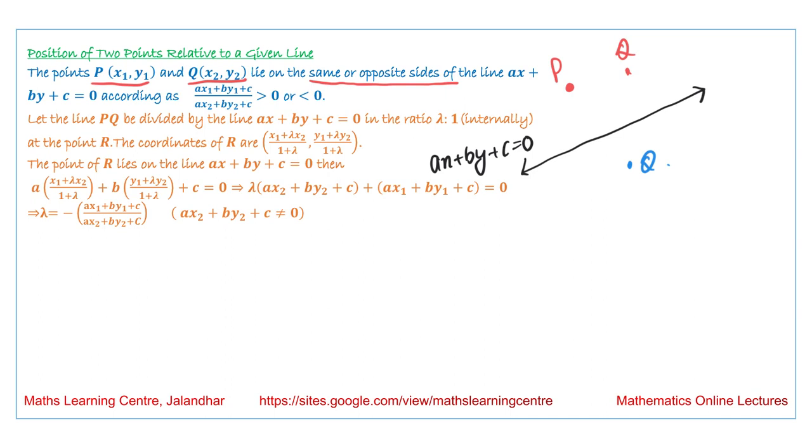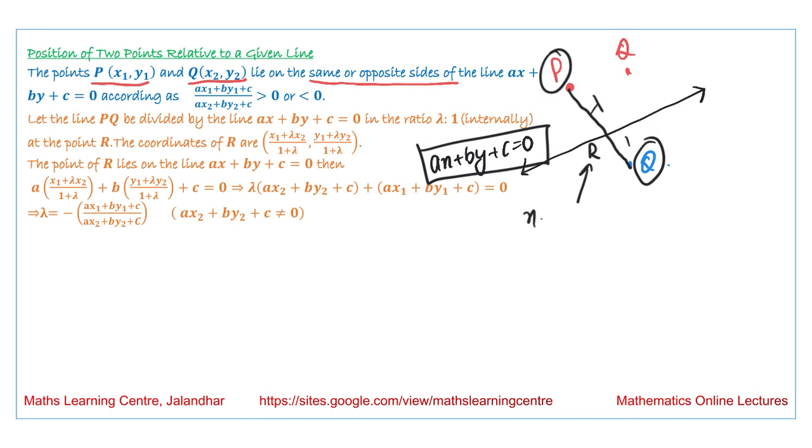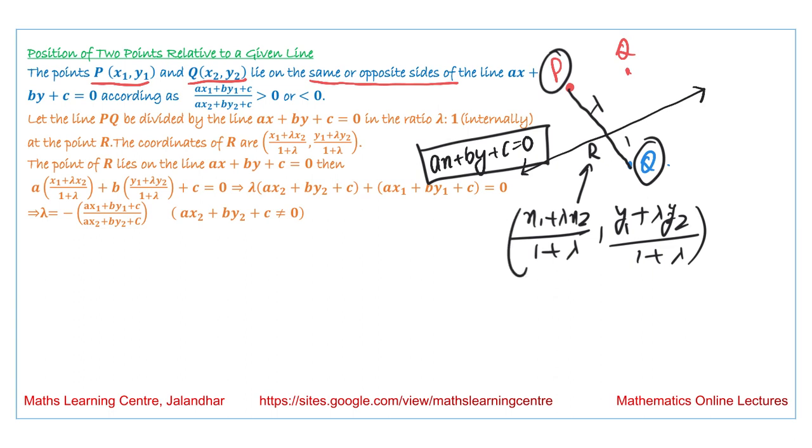Suppose I am talking about this case and I am joining these 2 points P and Q, and this line divides the line joining these 2 points in the ratio lambda is to 1, and this is the point R. Then the coordinates of this point R are given by (x1 plus lambda x2) divided by (1 plus lambda), (y1 plus lambda y2) divided by (1 plus lambda). So these are the coordinates of this point.